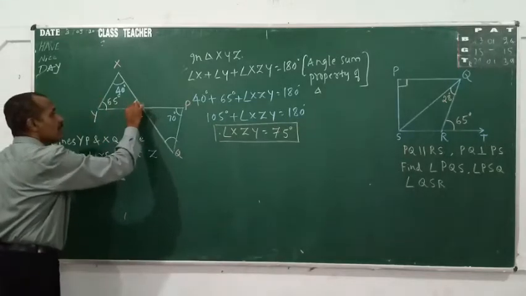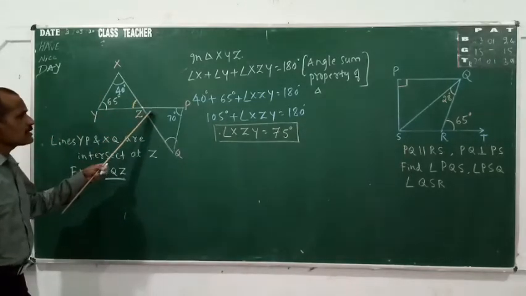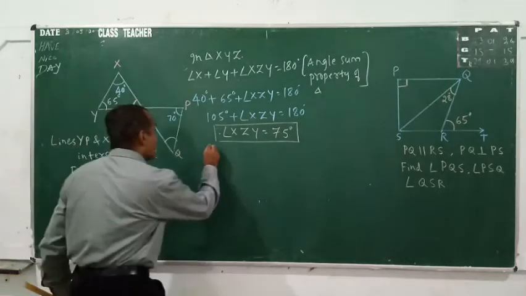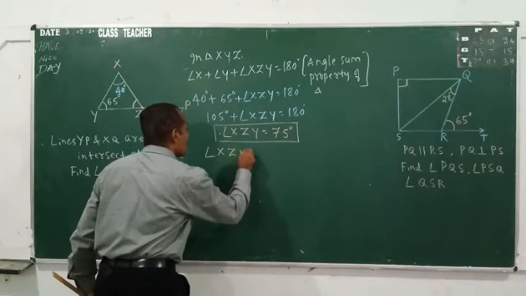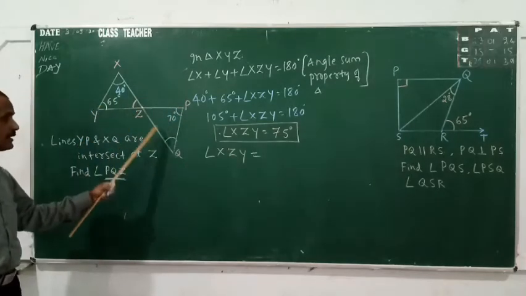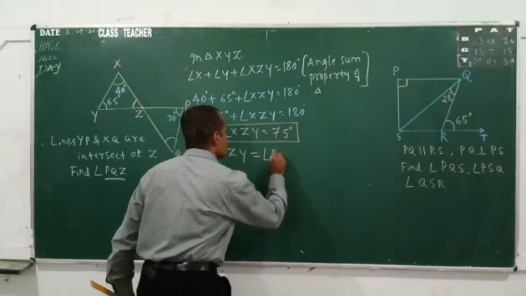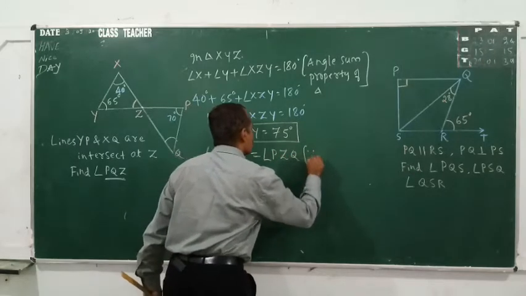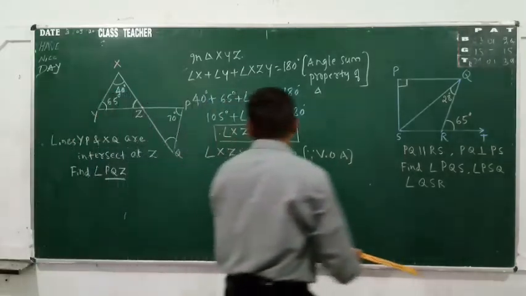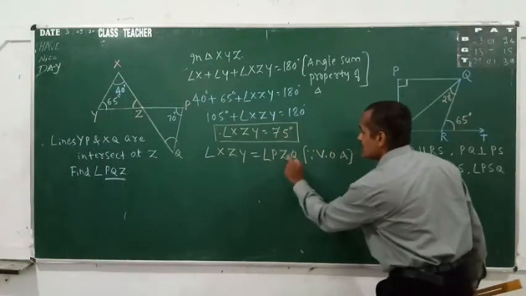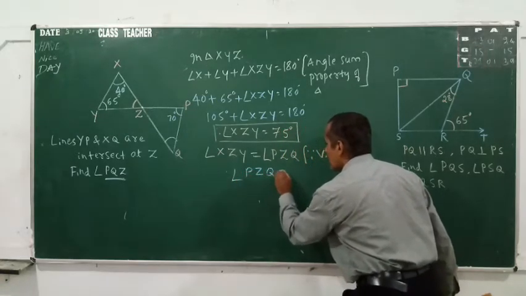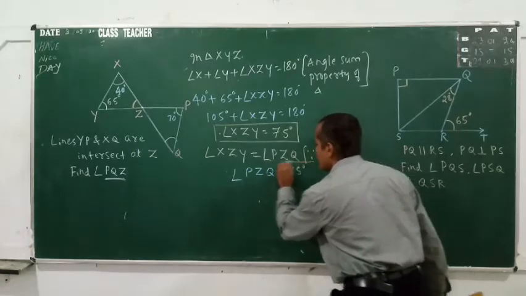This is equal to 70. When this is 75, no doubt this is also 75 because they are vertically opposite angles. I will write angle XZY is equal to PZQ because of vertically opposite angles. That means when this is 75, you can say this is also 75. Therefore, angle PZQ is also equal to 75 degrees.